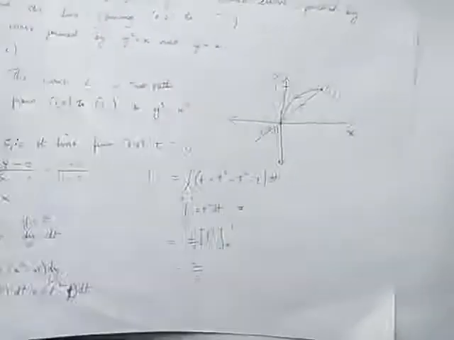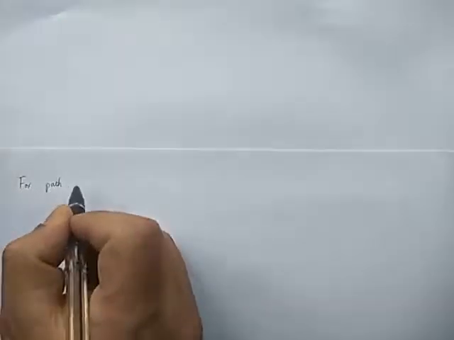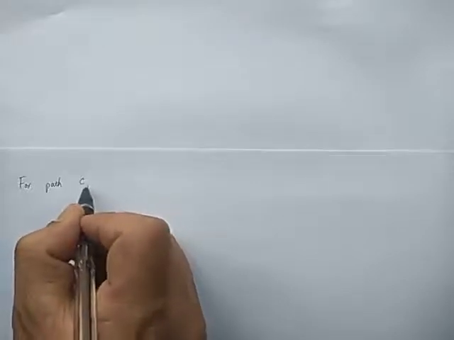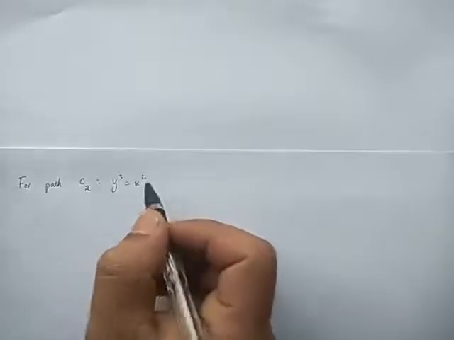Okay, next what I can do is write for path C2, let's say C2, that is y cube equal to x square.